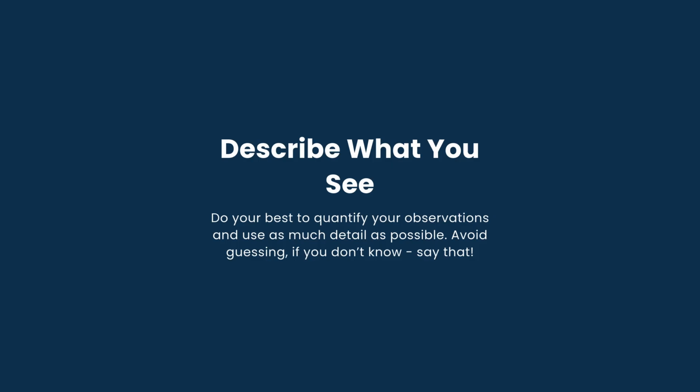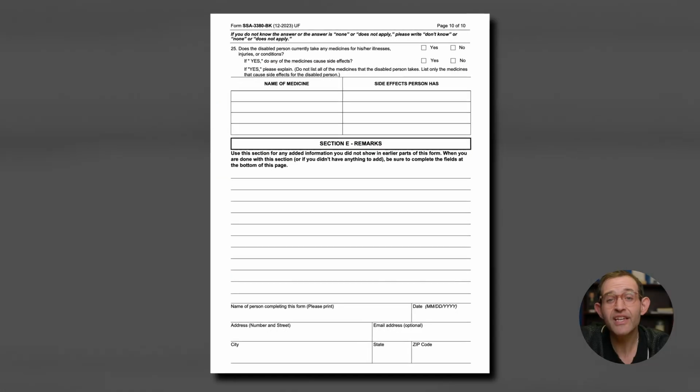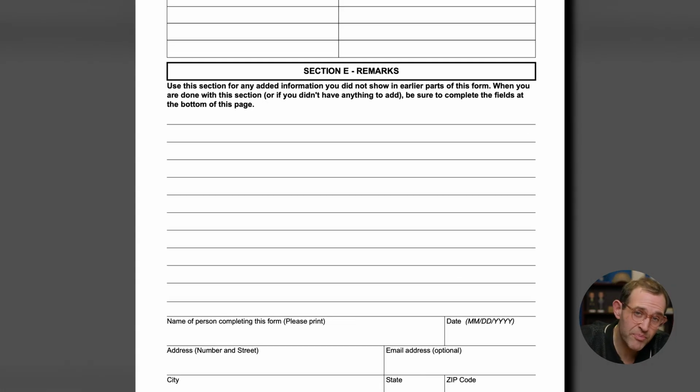If you don't know the answer to a question, it is perfectly acceptable and encouraged to write, I don't know. The form specifically tells you to do that. Don't guess. At the end of the form, there's a remark section. Use it. This is where you can explain patterns, fluctuations, bad days versus good days, and changes you've noticed over time. This is often the most helpful part of the entire report.